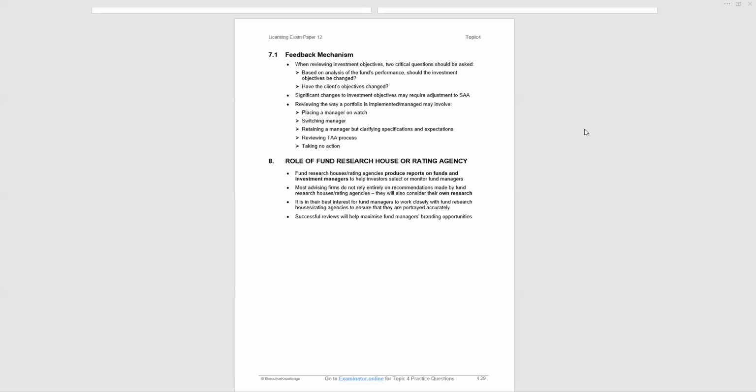Well, that brings us to the end of topic 4 of paper 12. Indeed, it brings us to the end of the material for paper 12 on asset management. Now, there's a lot of technical material in this, and one of the best ways to prepare and make sure that it is in the front of your memory, dealing with short-term memory, is to do the practice questions.